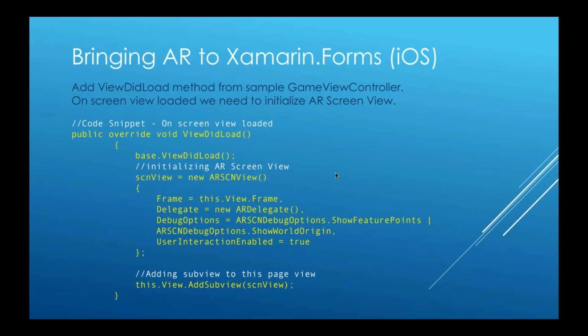So we have ARSCNDebugOptions.ShowFeaturePoints and ARSCNDebugOptions.ShowWorldOrigin. There's several other debug options, so if you just use autocomplete, you can see what they are. You can turn those on and off. It just helps you to debug your scene. One of them shows dots on the planes that are detected. Others show an origin axis marker and those types of things. And then we're going to add that subview to our page view.